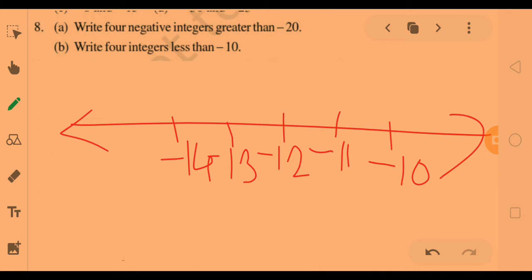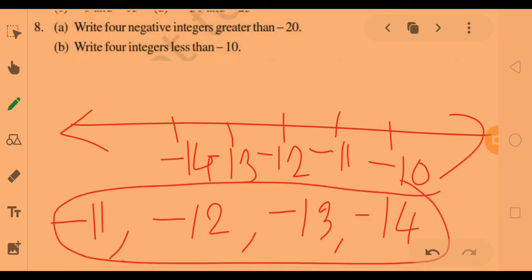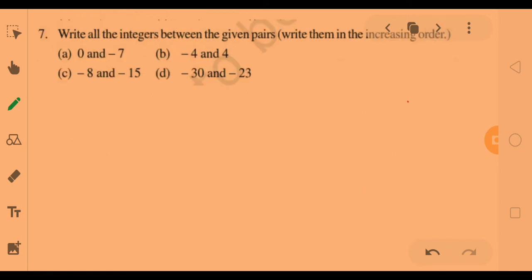So we can write -11, -12, -13, -14. All these integers are less than -10. Let us move to the next question.